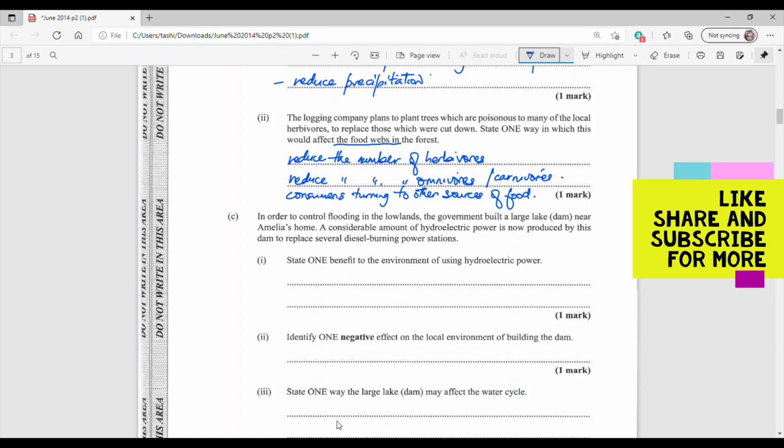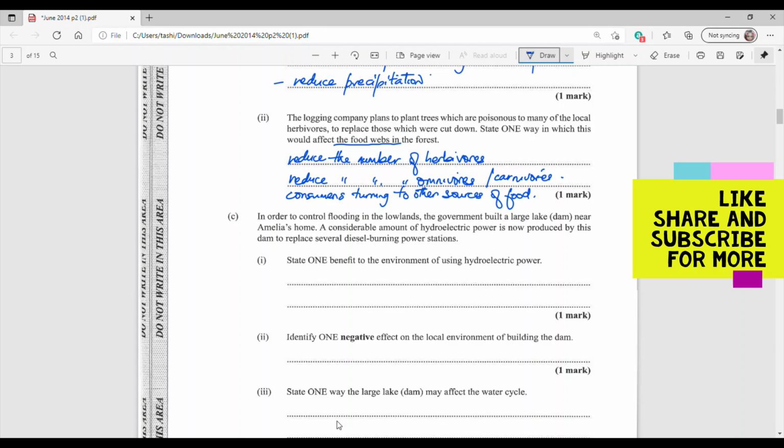In order to control flooding in the lowlands, the government built a large lake, which is a dam, near Amelia's home. A considerable amount of hydroelectric power is now produced by this dam to replace several diesel-burning power stations. State one benefit to the environment of using hydroelectric power.